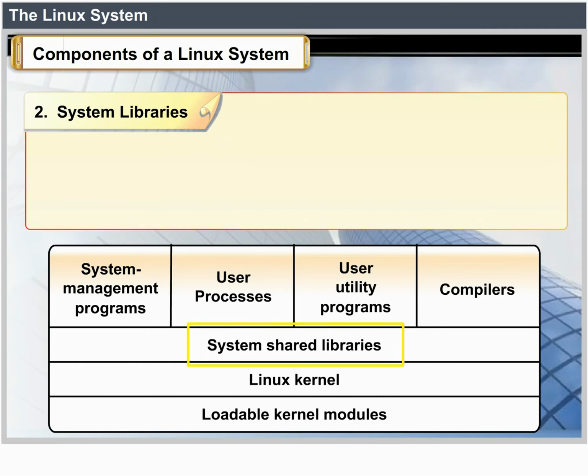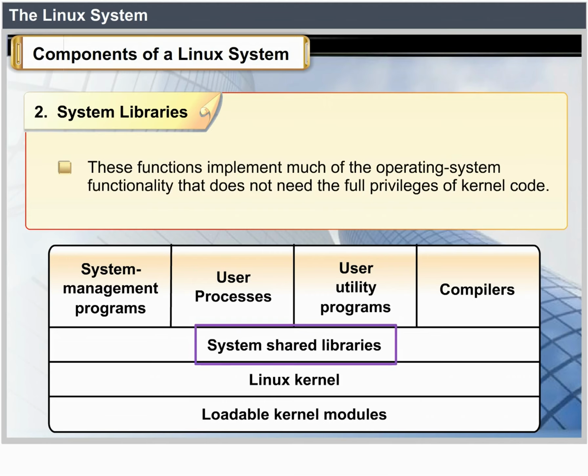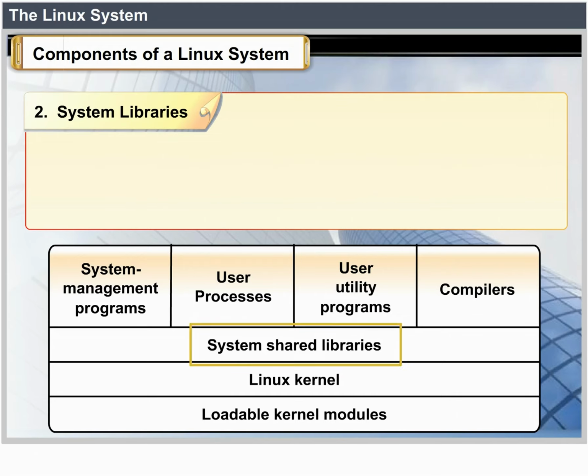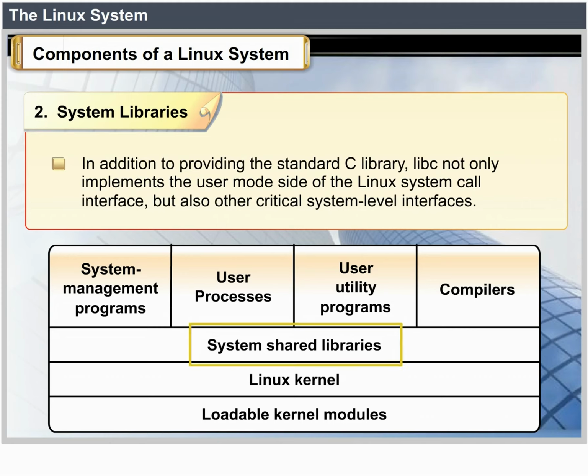System libraries. The system libraries define a standard set of functions through which applications can interact with the kernel. These functions implement much of the operating system functionality that does not need the full privileges of kernel code. The most important system library is the C library, known as LIBC. In addition to providing the standard C library, LIBC implements the user mode side of the Linux system call interface, as well as other critical system level interfaces.